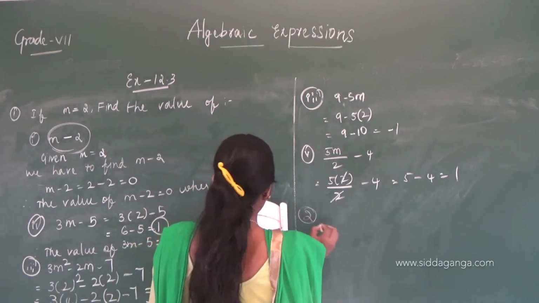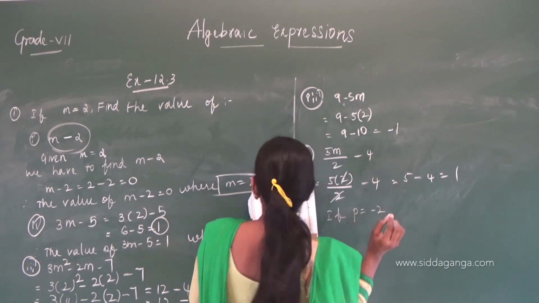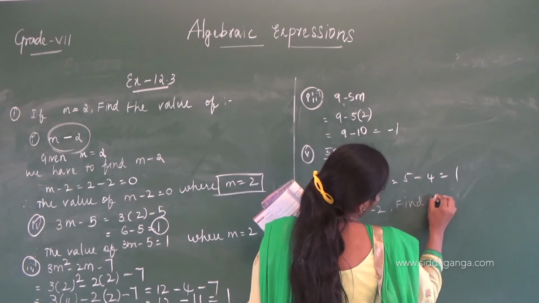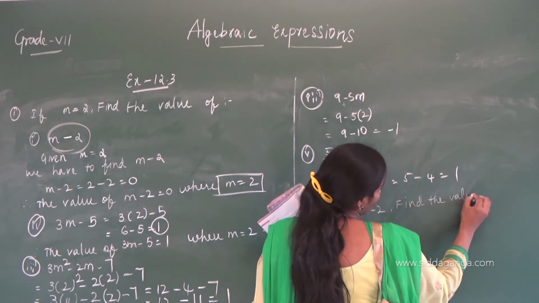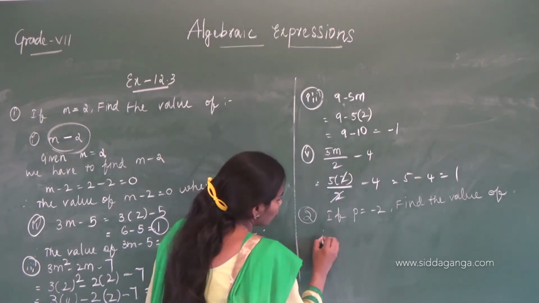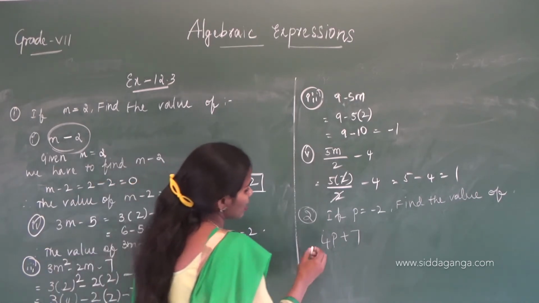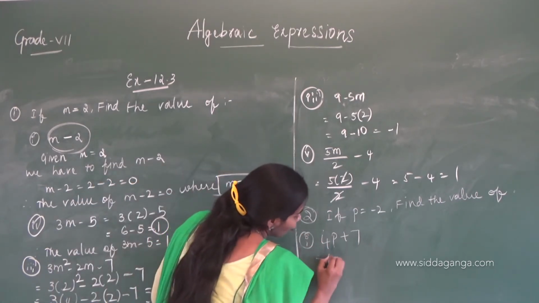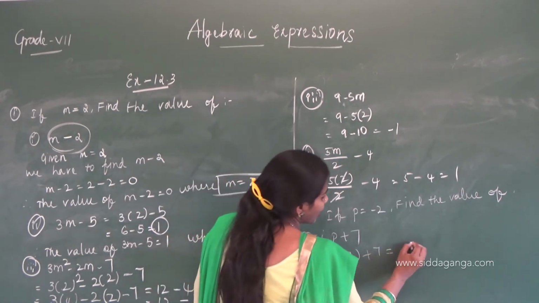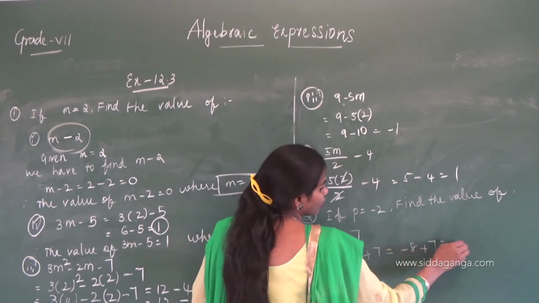Second question. If p equals minus 2, find the value of 4p plus 7. 4 into minus 2 plus 7. What is 4 into minus 2? Minus 8. Minus 8 plus 7 is minus 1. Good, children.